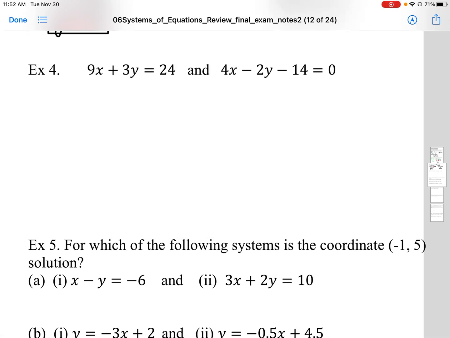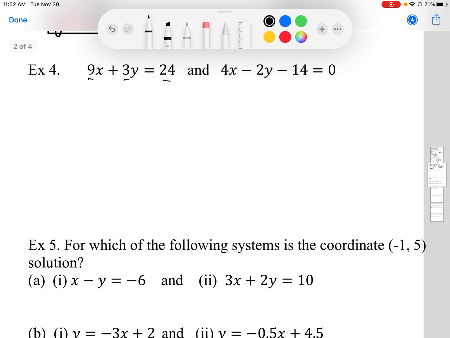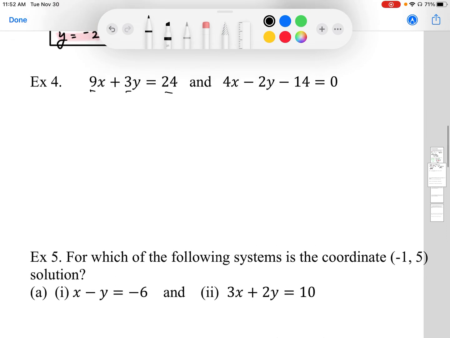In this example, I noticed that the 9, 3, and 24 all share a common factor. I also see that the 4, 2, and 14 share a common factor. So what I'm going to do first is simplify this into lowest terms, because it might be easier to work with. I don't see any common multiples right away, so it might be easier to reduce the terms before I scale them up to match coefficients.